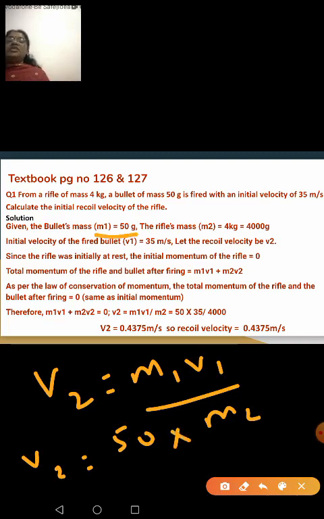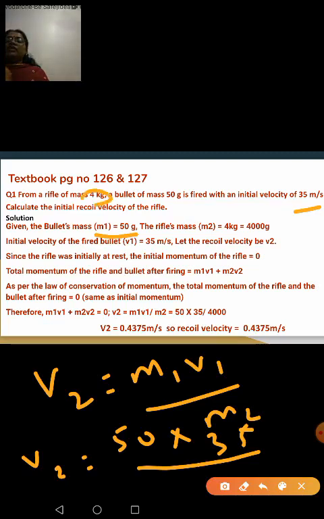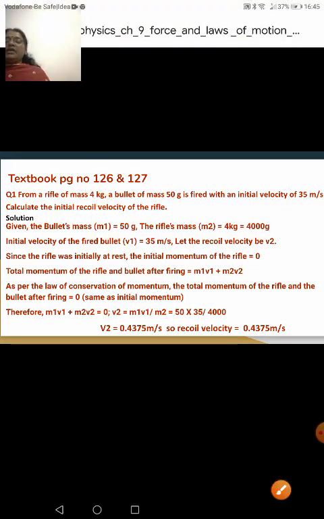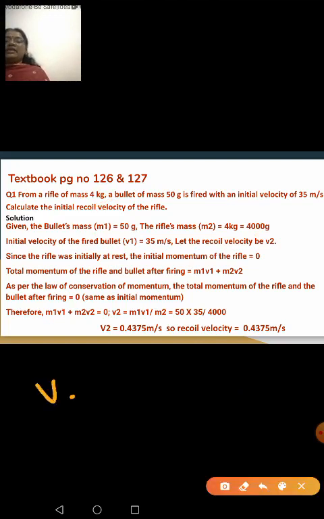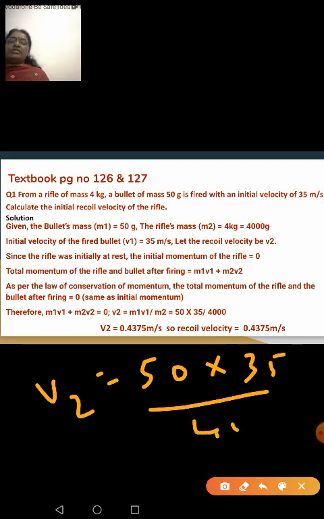Into my initial velocity, here it is given. That is 35 meter per second upon the mass of the rifle. It's given as 4 kilogram. We assume that as M2, which is equal to 4000 grams. So I'm writing 4000. See here, my V2 will be 50 into 35 upon 4000.